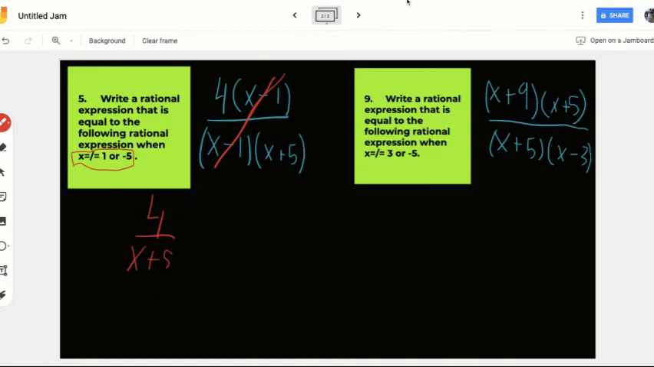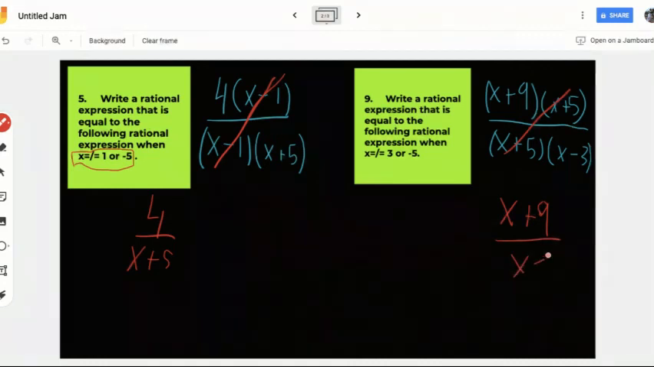So 9, write a rational expression that is equal to the following rational expression when x doesn't equal 3 or -5. Again, that's just explaining what would make it undefined. And as far as us, we're going to see if anything has top and bottom. Boom, they both have an x plus 5. And I can simply just cancel those. I can finish that: 9 over x minus 3.